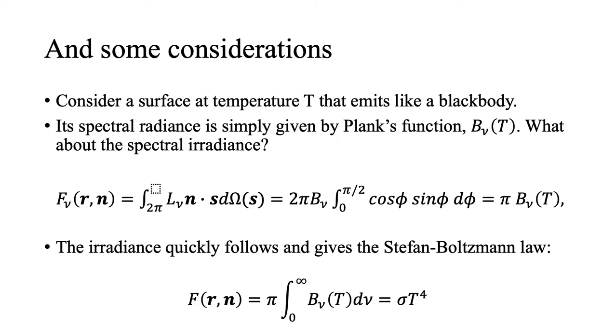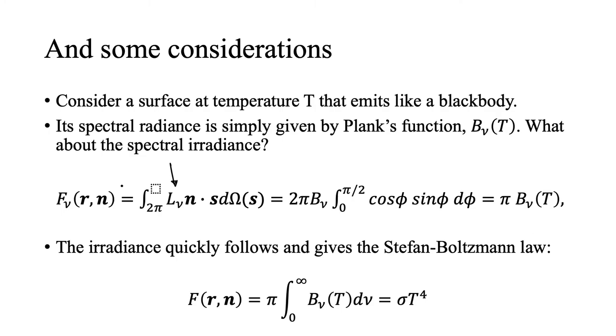Also, if we're considering a particular surface that has a certain temperature and emits like a black body, the spectral radiance will obviously be given by Planck's function, almost by, I wouldn't say by definition, but it's kind of intuitive, right? If you remember how we defined Planck's function. The irradiance, how would that be defined? Well, the spectral radiance doesn't really depend on the solid angle in Planck's function, right?